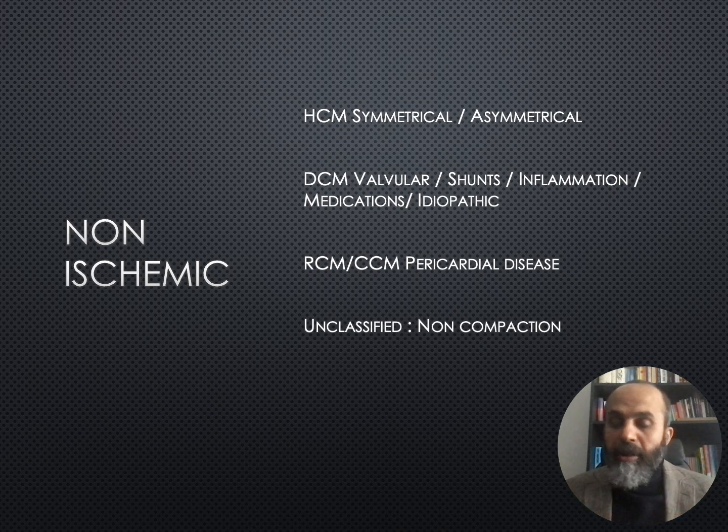If it's non-ischemic, then the algorithm would be you ask yourself from the localizer and the cine: if it's hypertrophied, then is it symmetrical or asymmetrical? If it's not hypertrophied, it's in the category of a dilated cardiomyopathy, then there is a long list. Then I need to exclude valvular shunts, inflammations, medications.